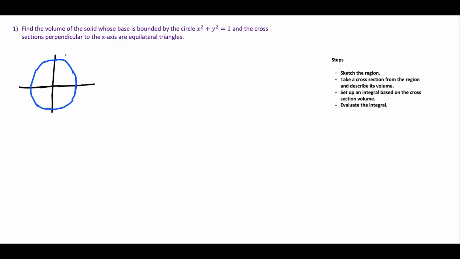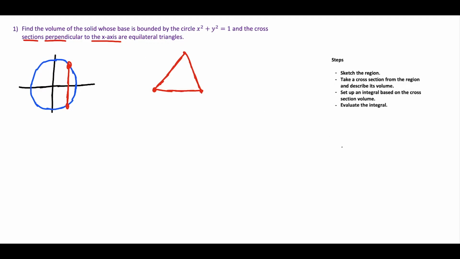And what we're looking at here is we have cross sections perpendicular to the x-axis. And it's going through the entire unit circle. So this is one of our cross sections here in red. And what we're doing with these cross sections, if I lay it out over here, is we're building these cross sections into equilateral triangles. So I'm going to make this into a triangle where all three sides are the same. And the volume of the solid we're trying to find here is just a bunch of these equilateral triangles.